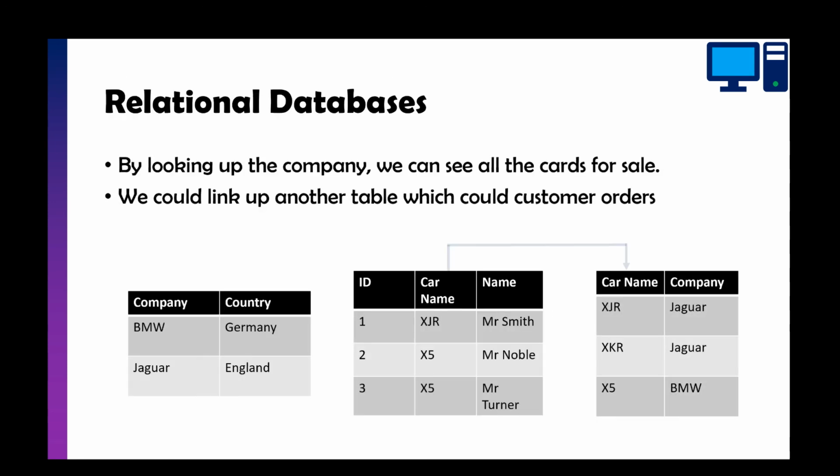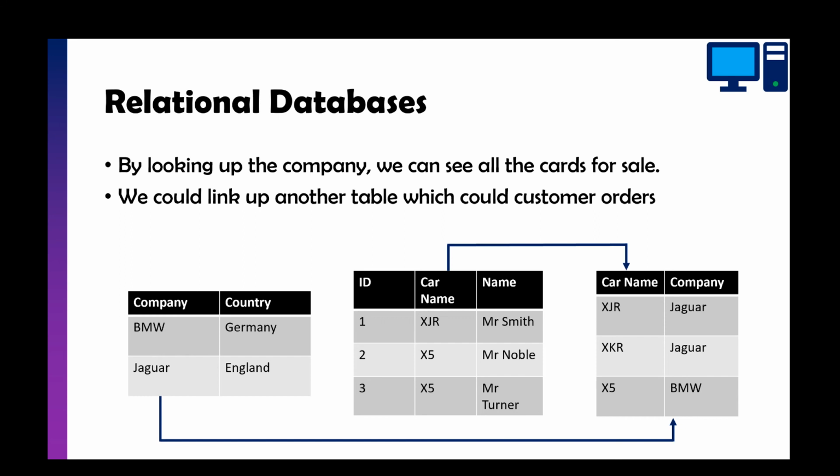Now, by looking up the car company, we can see all the cars for sale. So, as I said before, we've got BMW and Jaguar, and all the Jaguars and BMWs in this table here. But we could also link it up to another table which could show customer orders. So I can see that Mr. Smith's ordered an XJR, Mr. Noble's ordered an X5, and Mr. Turner has ordered an X5 as well. And I can see that those are linked. So this one is linked by company to this table, and this table is linked to the car table by car name. So you see primary key, foreign key, primary key, foreign key. And that's how we link up relational databases.